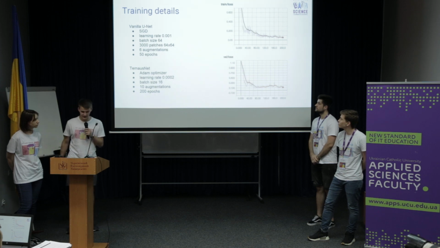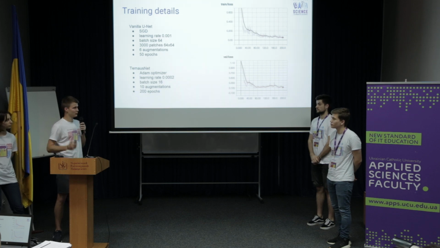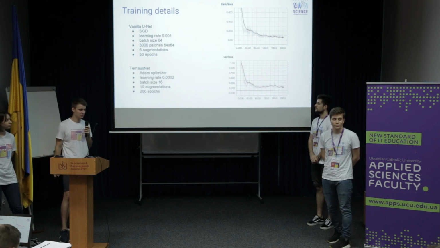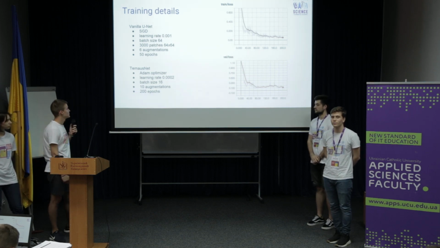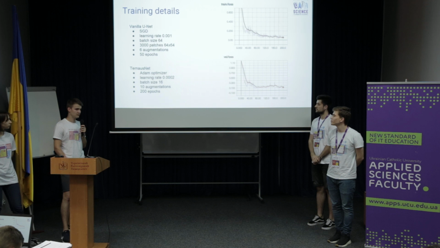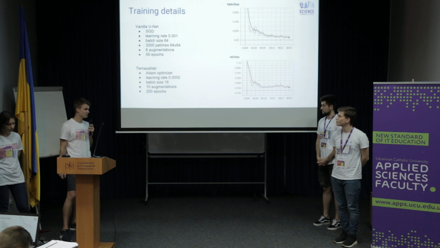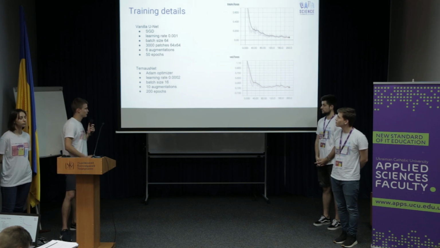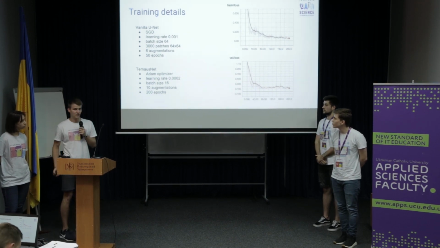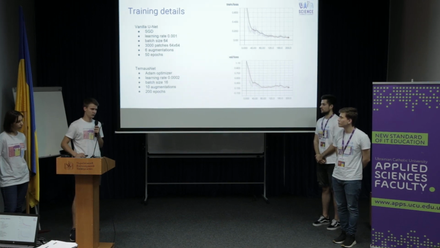And in training details, we have our vanilla UNet hyperparameters. We use standard stochastic gradient descent as optimizer, 64 batch size, learning rate 0.001, 6 augmentations, and 50 epochs. And in the other model, Ternaus net, we use the Adam optimizer for about 200 epochs, 10 augmentations, and batch size 16. We train our models on a GPU, and training time is 4 hours.